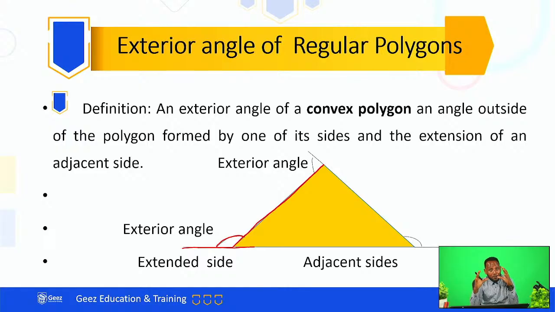So an exterior angle of a polygon is formed by one of its sides and an extension of the adjacent side. This is called the adjacent side of the angle. This is called the extended side of the angle. And this is called one of the sides of the angle. This is the side of the polygon, the adjacent side of the polygon, and the exterior side, or the extended side. Based on this information, you can form the exterior angle of a polygon, right?